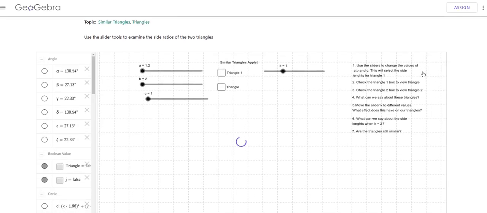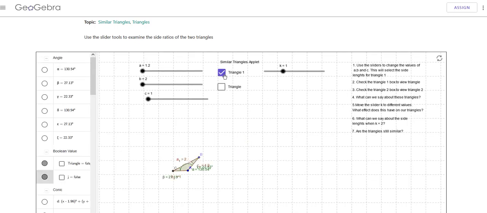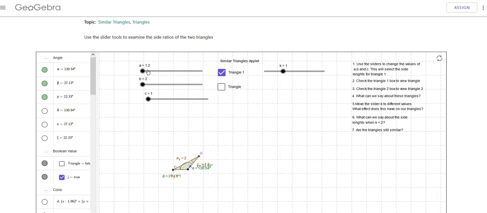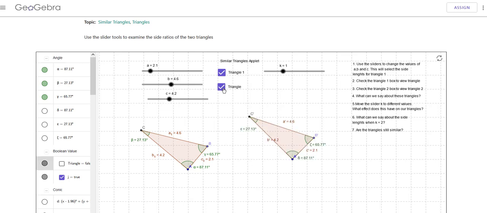This is a nice way to visualize what similar triangles are. So here is a triangle. I'm going to adjust these sides so it's a little bit easier to see. That looks like a pretty decent triangle right there. You have angles 87.11, 65.77, and 27.13. You can see that. Now I'm going to create another triangle which is identical to it.